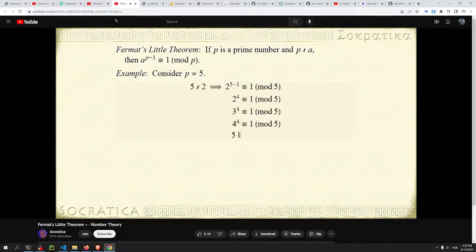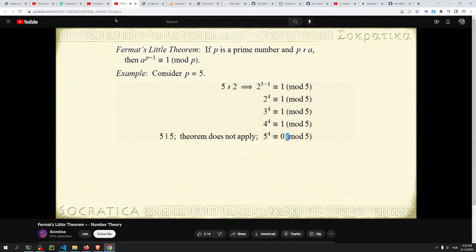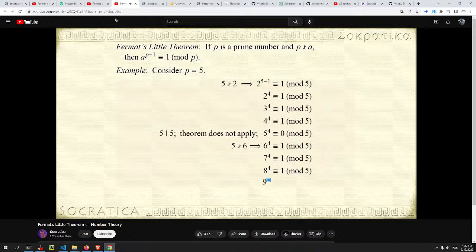Now p does divide 5, so the theorem does not apply in this case. And in fact, 5 to the 4th is congruent to 0 mod 5. Let's keep going. 5 does not divide 6, so 6 to the 4th is congruent to 1 mod 5. We can use Fermat's little theorem here. 5 and 7 are relatively prime, so 7 to the 4th is congruent to 1 mod 5. Similarly, 8 to the 4th is congruent to 1 mod 5. 9 to the 4th is congruent to 1 mod 5.